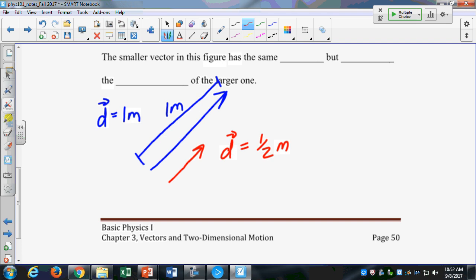The direction would be the same for both of these. So the smaller vector in this direction has the same direction, but it has half the magnitude of the larger one. So whenever we represent vectors, we let the length of the vector be proportional to the actual magnitude of the vector. And then we'll let the direction of the arrow represent the direction of the vector.